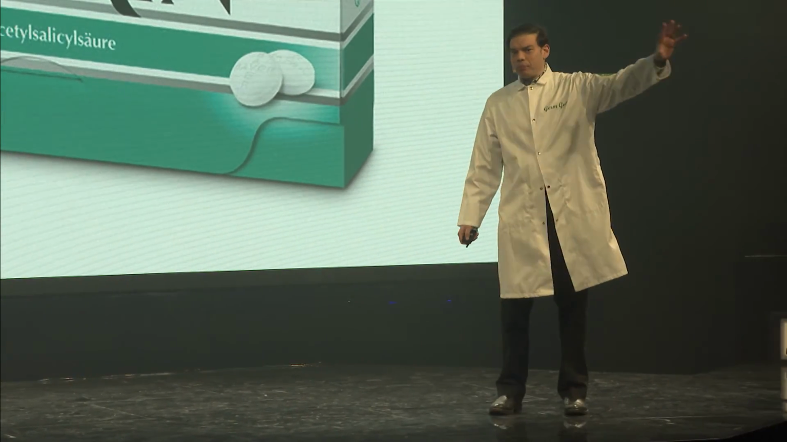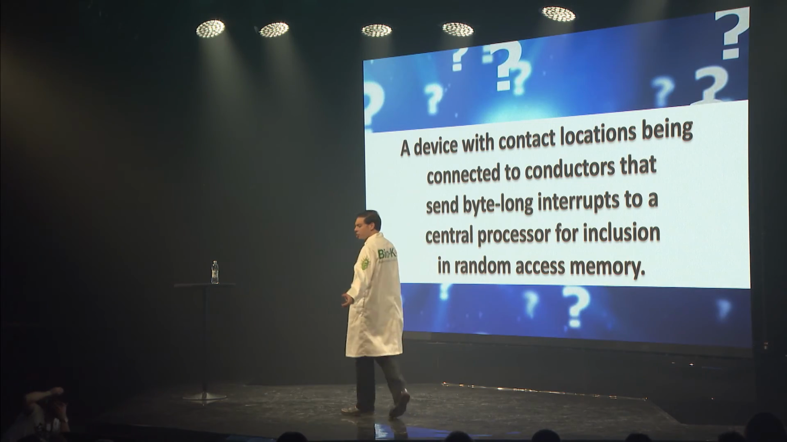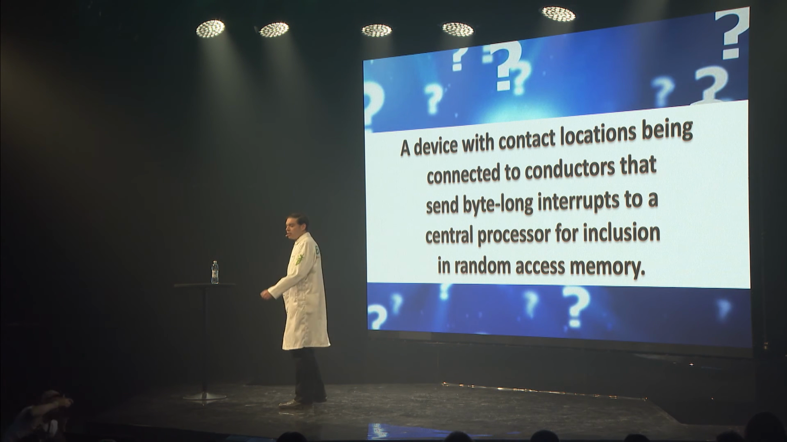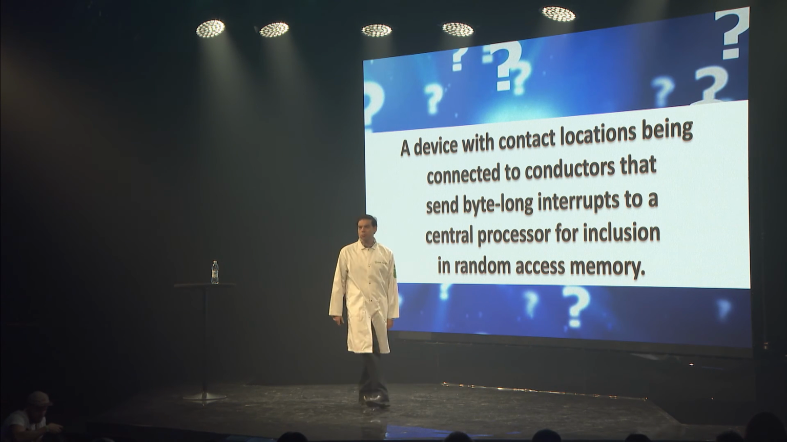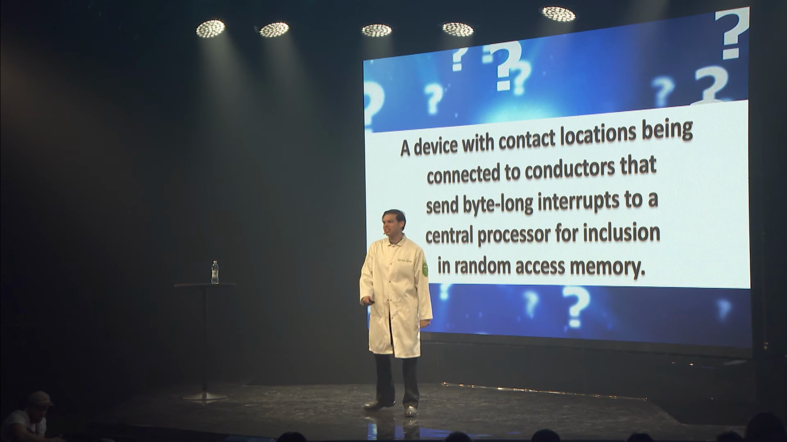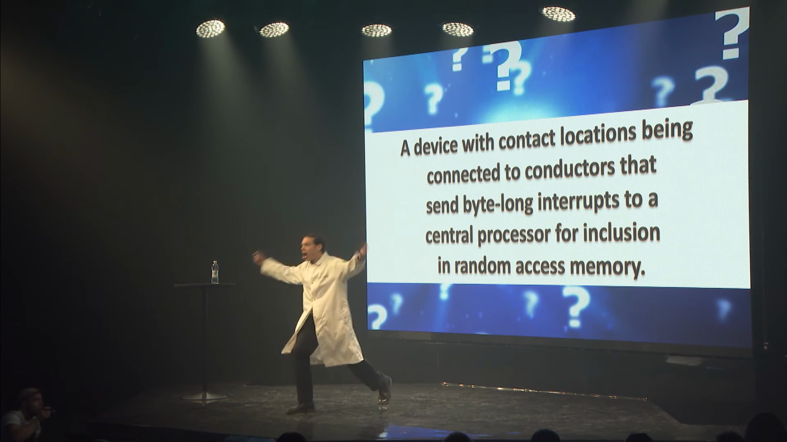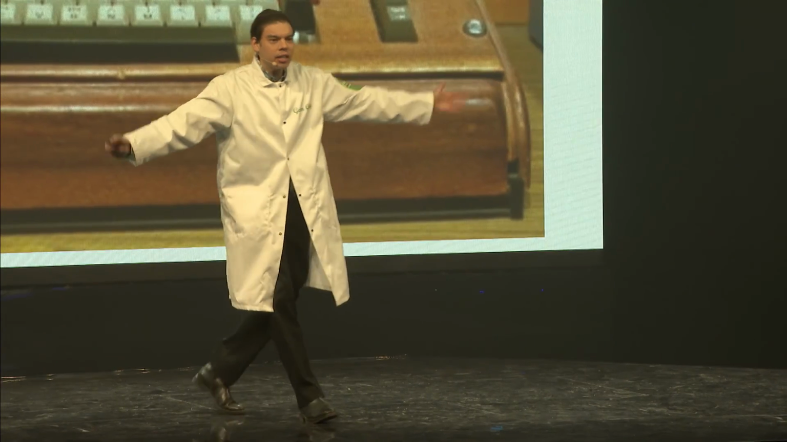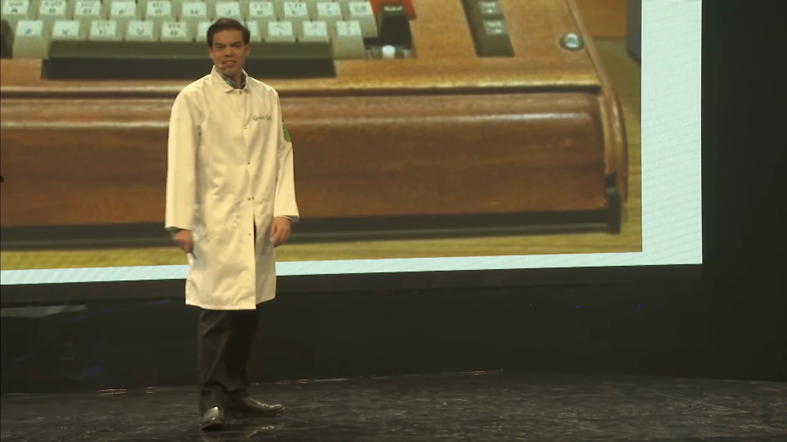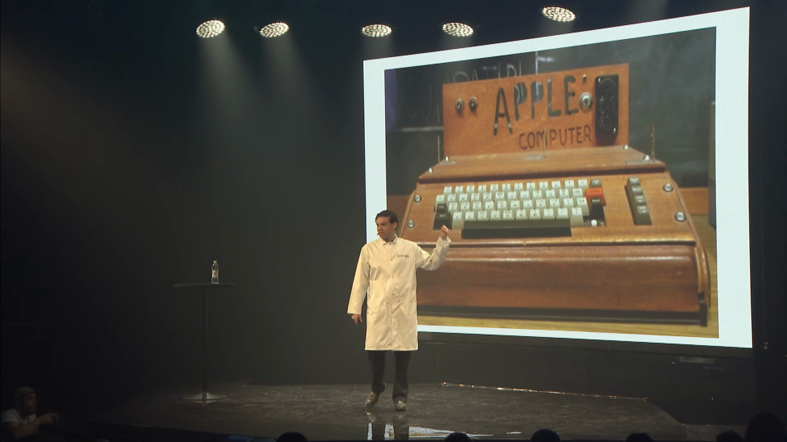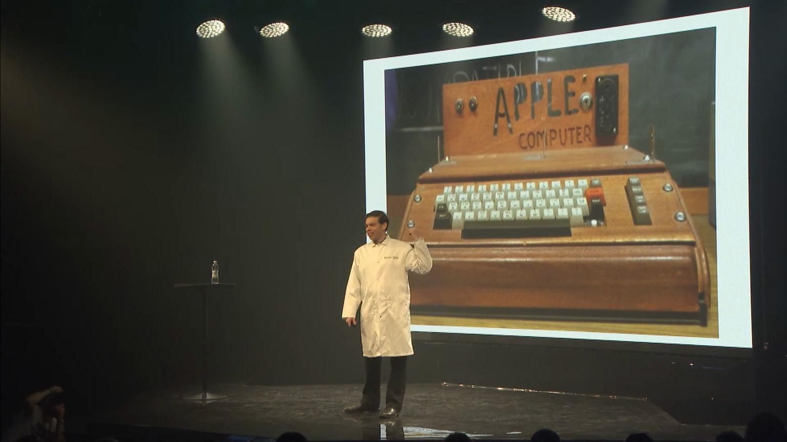So for you tech people out there, here's one for you. It's a device with contact locations being connected to conductors that send byte-long interrupts to a central processor for inclusion in random access memory. Come on, everybody knows what this is, right? It is a keyboard. Now, how many of you would imagine if Steve Jobs had actually described his keyboard like that?